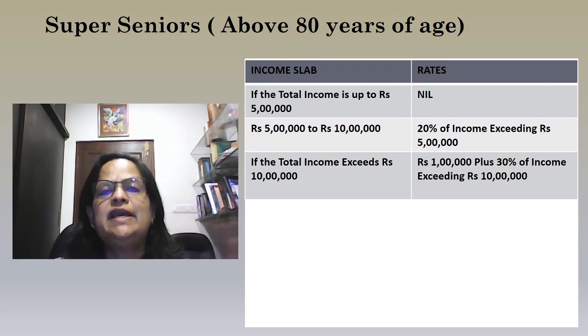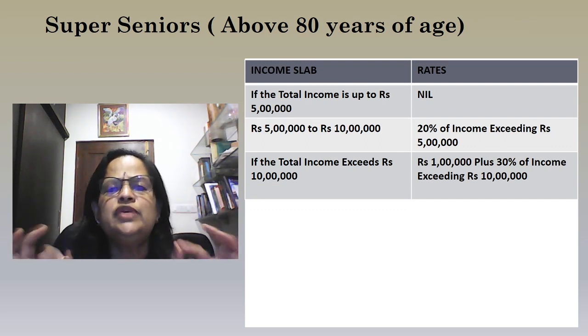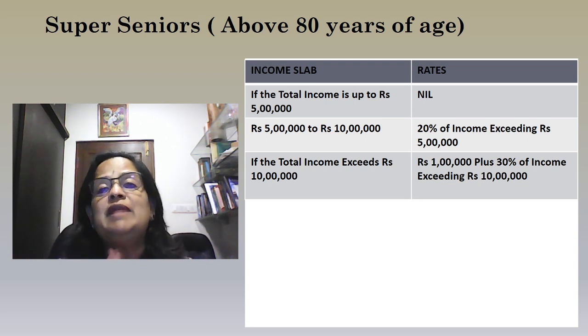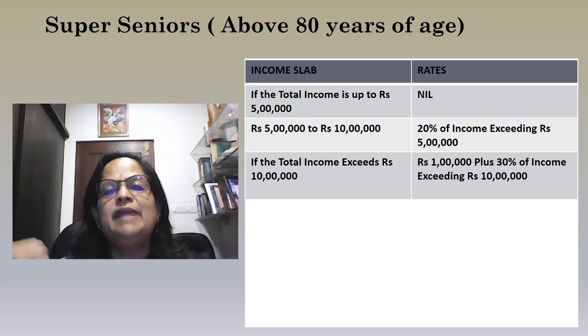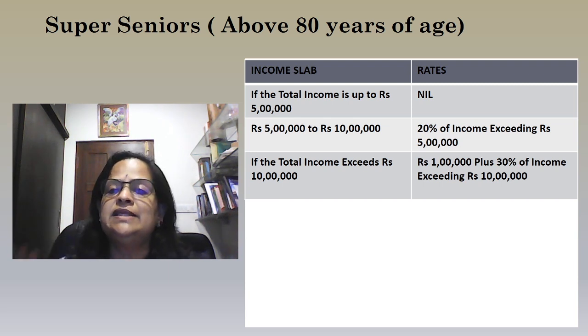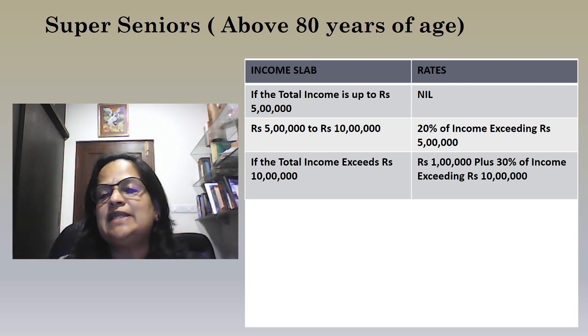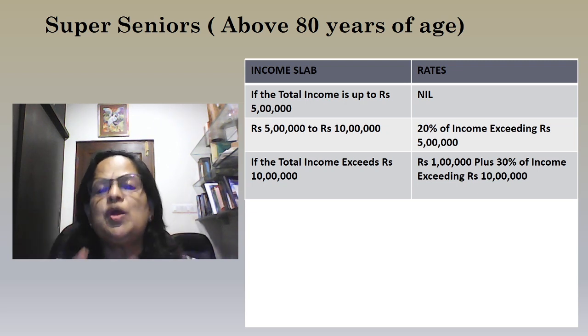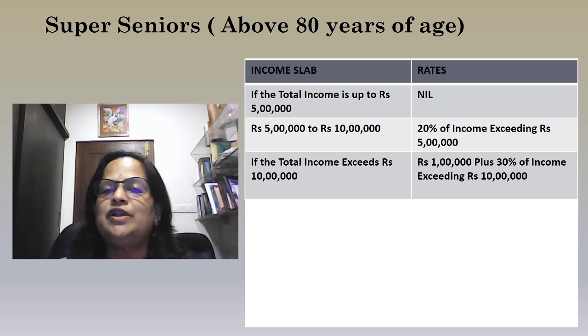Next is super seniors, above 80 years of age. So here, if the total income is up to 5 lakhs, it's nil. Now next is 5 lakhs to 10 lakhs. 20% of income exceeding rupees 5 lakhs. So next is if the total income exceeds 10 lakhs, 1 lakh. 1 lakh is the previous tax liability for a super senior person above 80 years of age. 1 lakh plus 30% of income exceeding 10 lakhs. So in this problem when you are doing, the age of the assessee is important, because we have seen that there are 3 groups of ages we have mentioned for computing the tax liability. The rates are different.